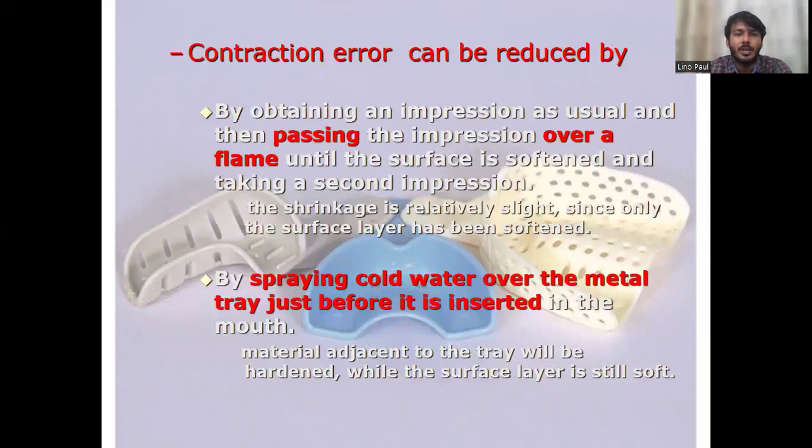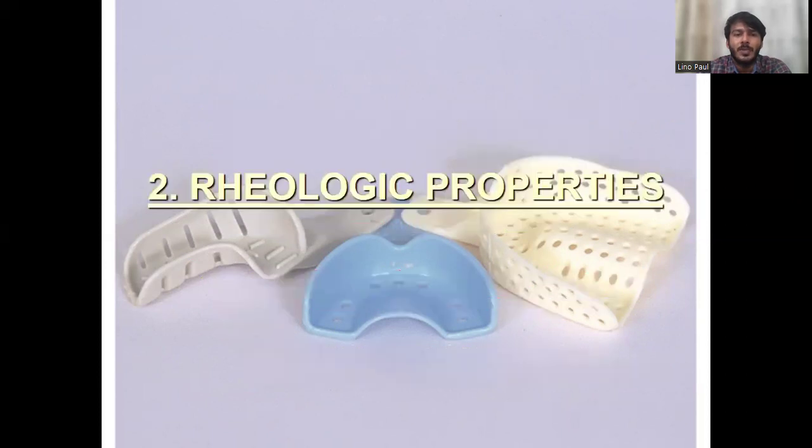Contraction error can be reduced by obtaining an impression as usual and then passing the impression over a flame until the surface is softened and making a second impression. The shrinkage is relatively slight, since only the surface layer has been softened. So this is one method. The second method is spraying cold water over the metal tray just before it is inserted in the mouth. The material adjacent to the tray will be hardened while the surface is still soft. Like that also we can reduce the contraction errors.